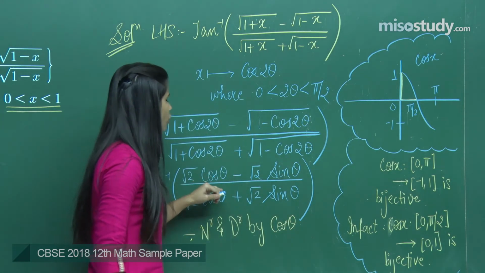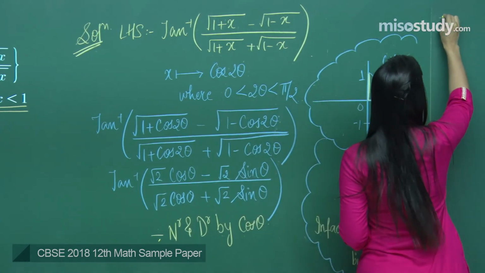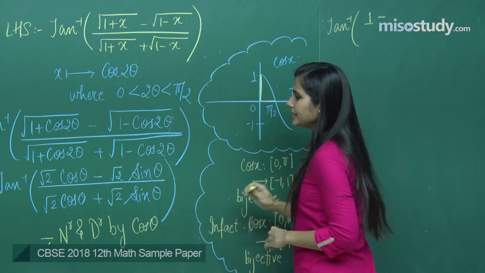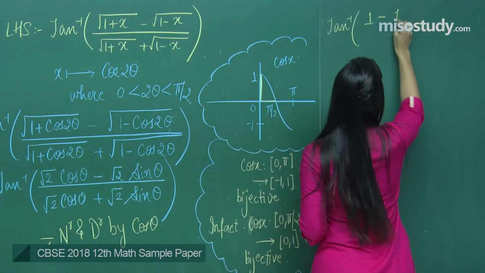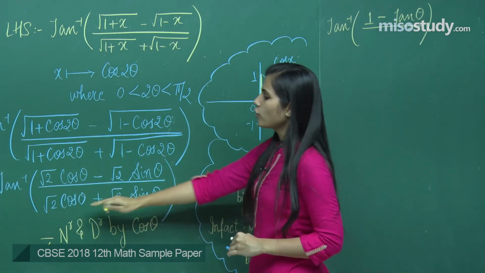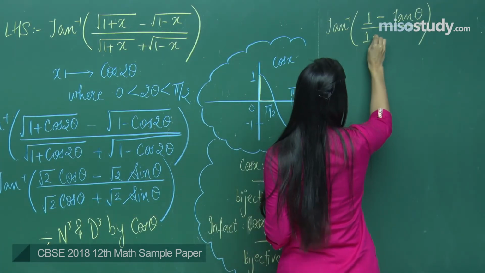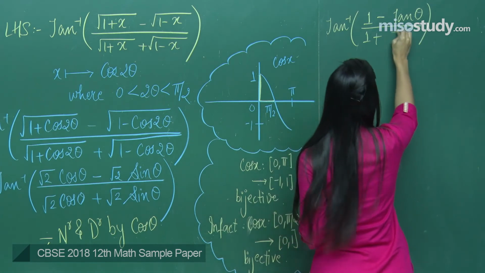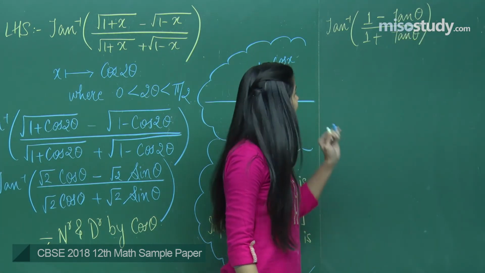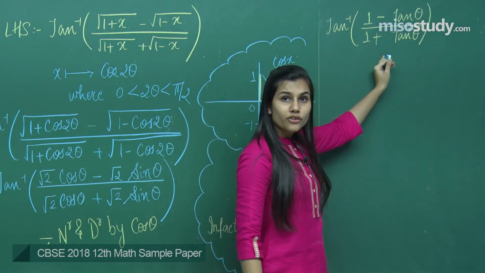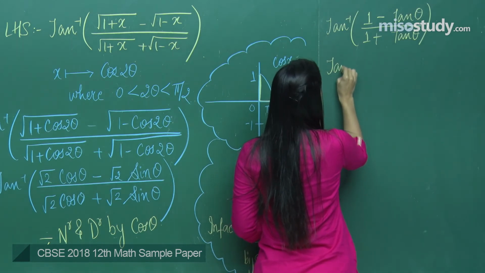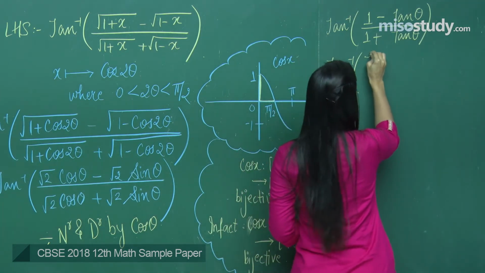So you will get cos theta upon cos theta, which is 1, minus sine theta upon cos theta, which is tan theta. Then you have cos theta upon cos theta, which is 1, plus sine theta upon cos theta, which is tan theta. Now I can directly write this as a certain formula, but in order to show you what that is, let me do some manipulation.